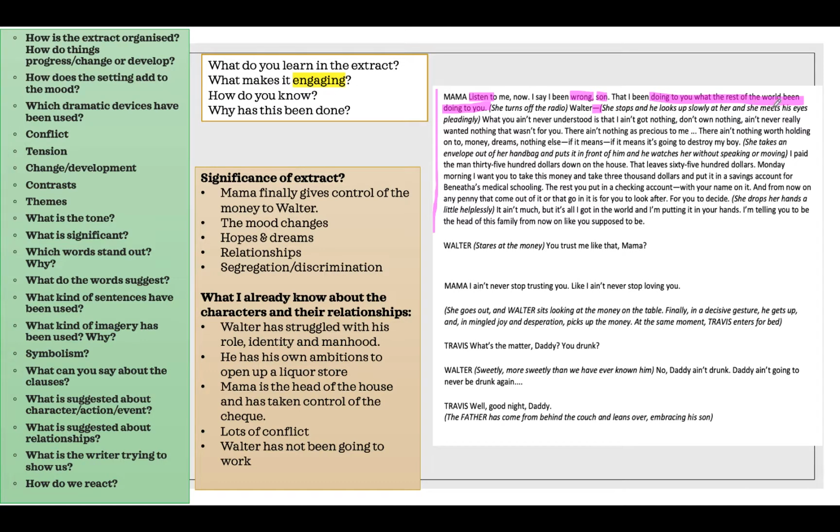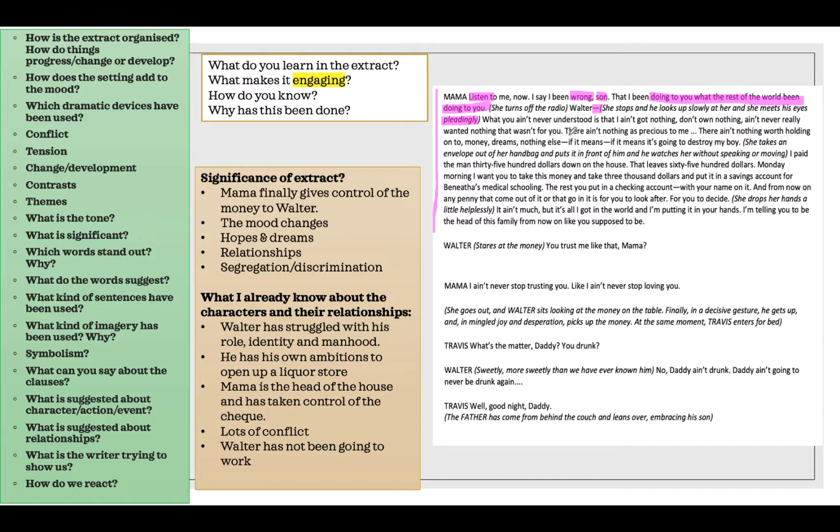Now you should ask yourself, what stands out here? So she does look up at him, but it's this word. I want to talk about language here. It's the idea of she looks at him pleadingly. What is she pleading for? Is it for forgiveness? Is it for him to come back to her and to come back to the family? Does she want him to listen to her? Does she want him to understand her? Is she showing him that she understands him? So definitely this word stands out.